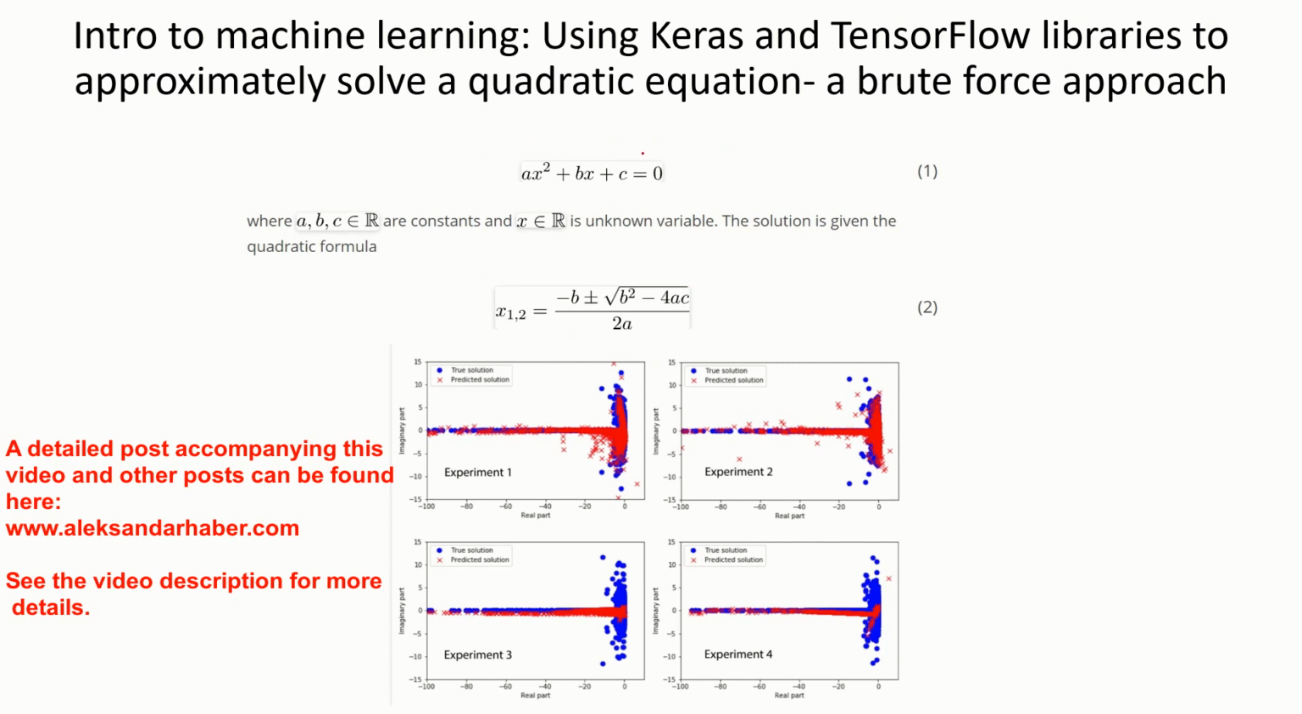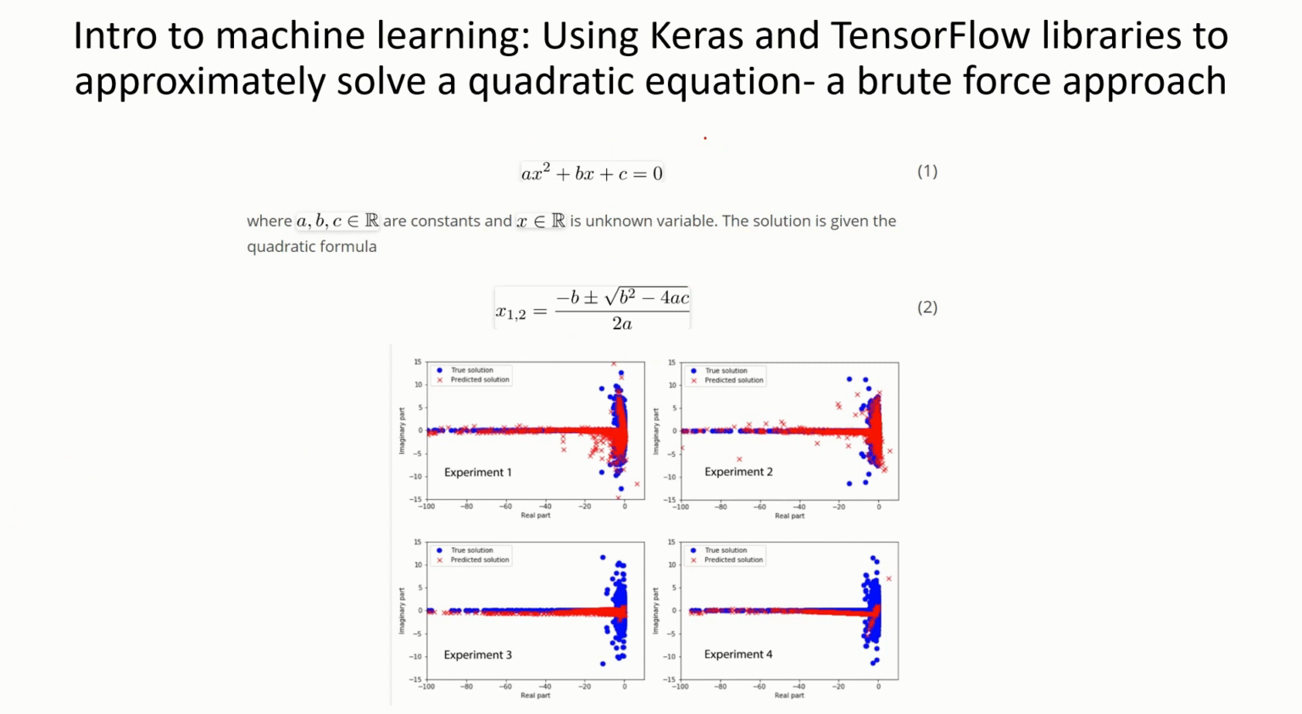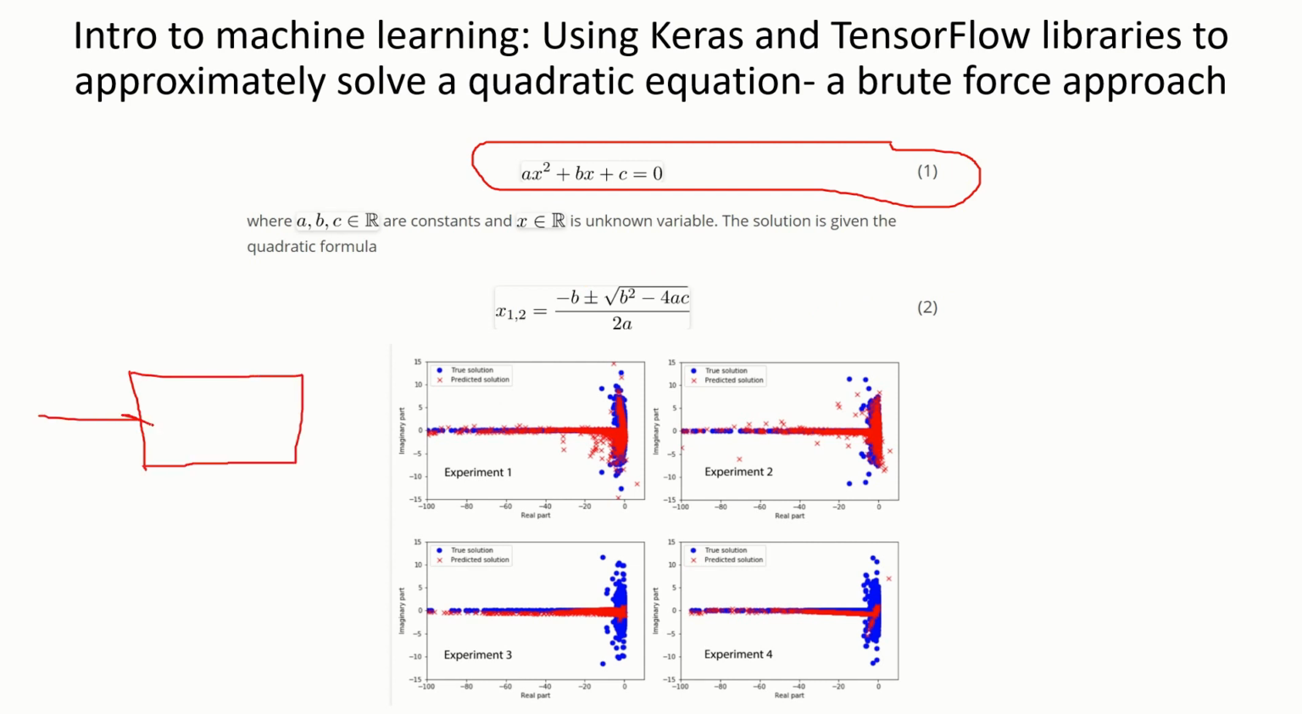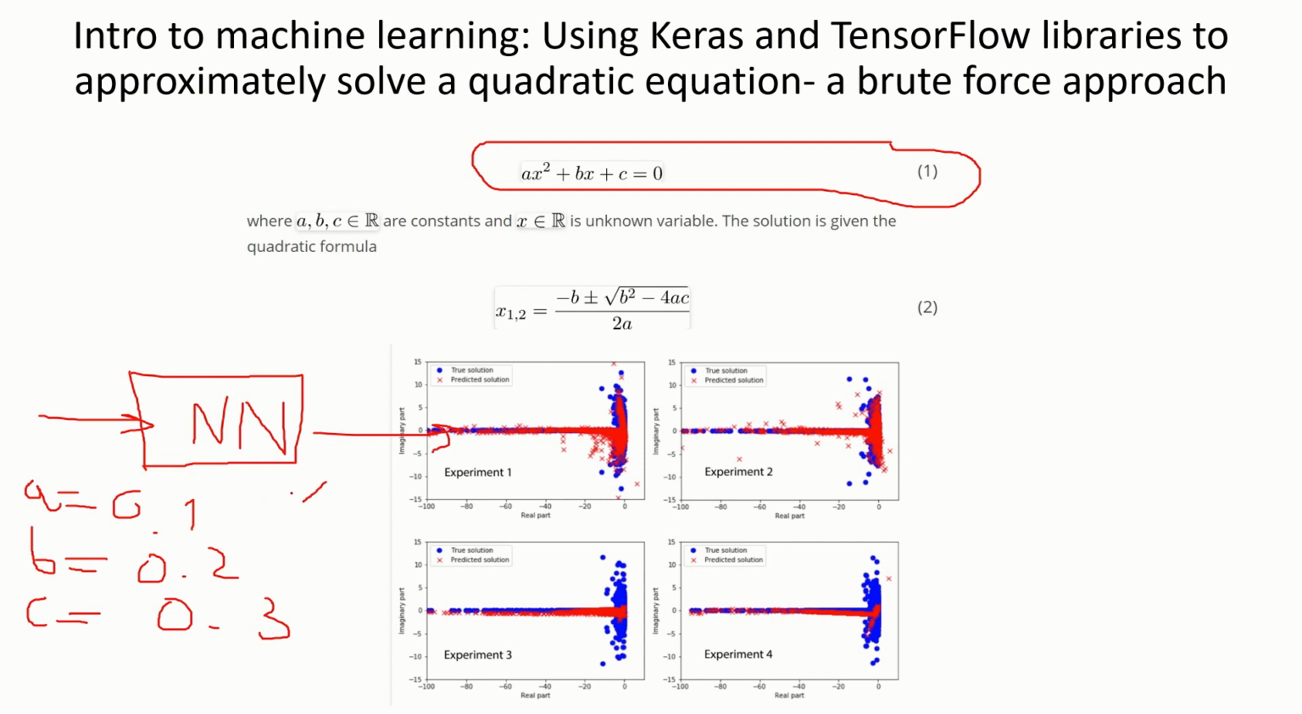So, in layman terms, our main goal is to teach a neural network to solve equation 1. Or, to be more precise, to teach the network how to approximate the solutions x1 and x2 given by equation 2. So, if we have a neural network, let's call it NNN, and if we give certain values of the input parameters A, B, and C, let's say 0.1, 0.2, 0.3, the network should produce the solutions x1 and x2.